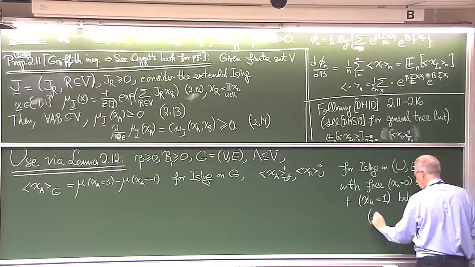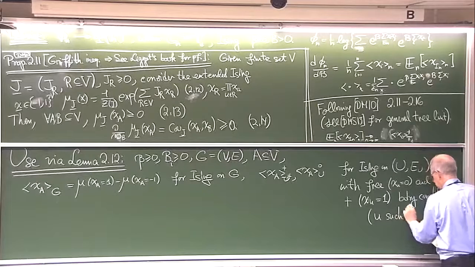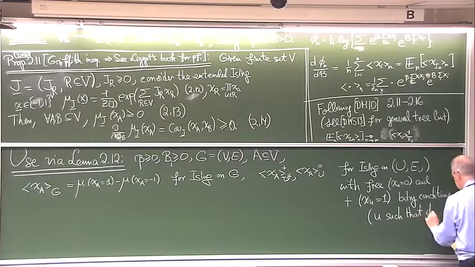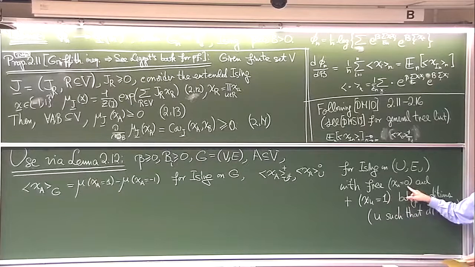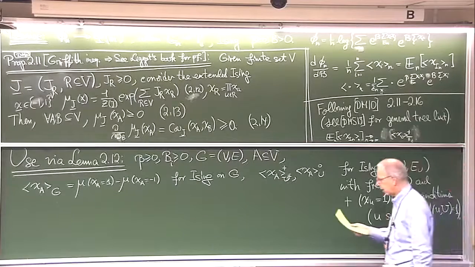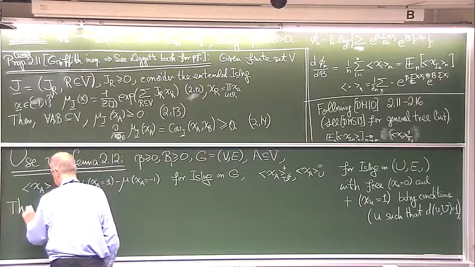Meaning for U, such that the distance U from U is 1. So everybody outside U, you either make it equal to 1 or you make it equal to 0. Those are the minus and the plus boundary conditions. And then I did not yet, I just put the definition. Now I finally write something in the lemma.